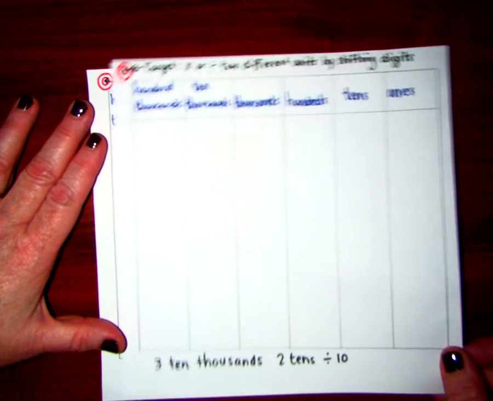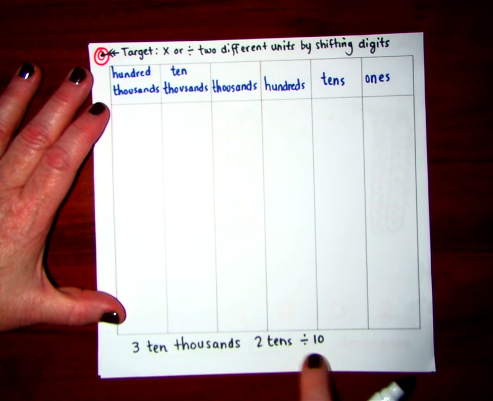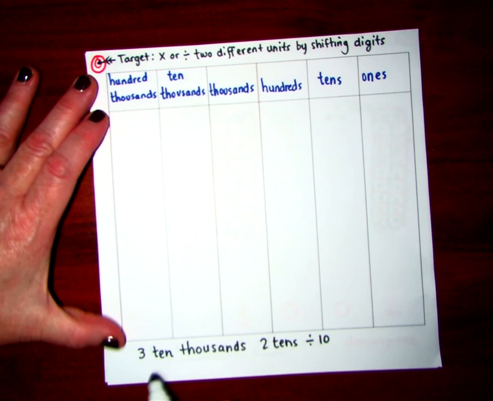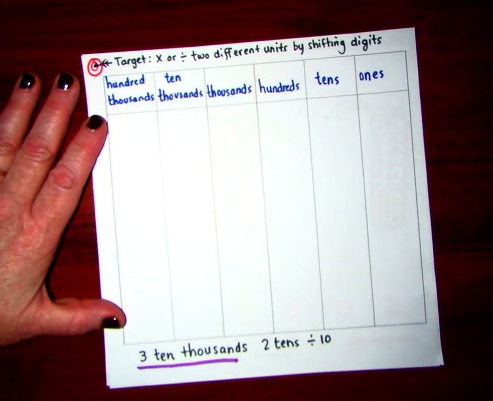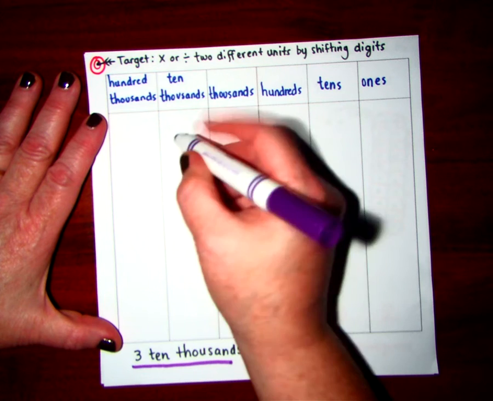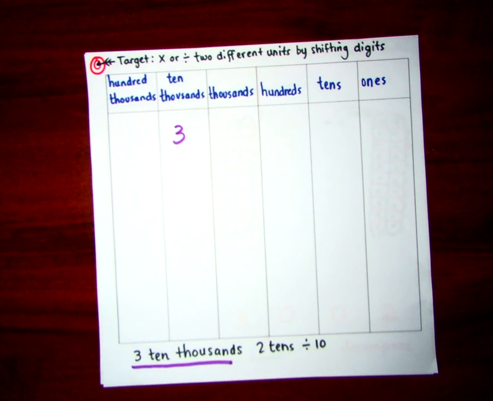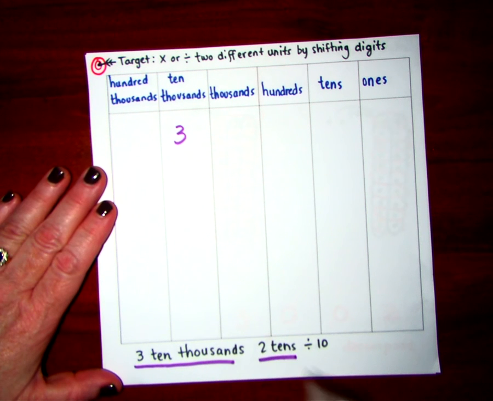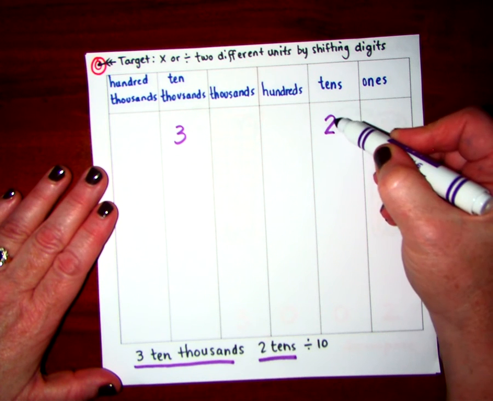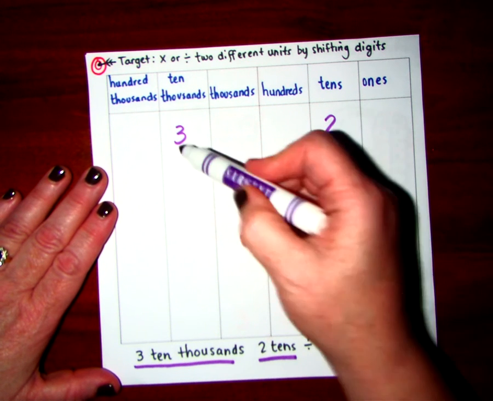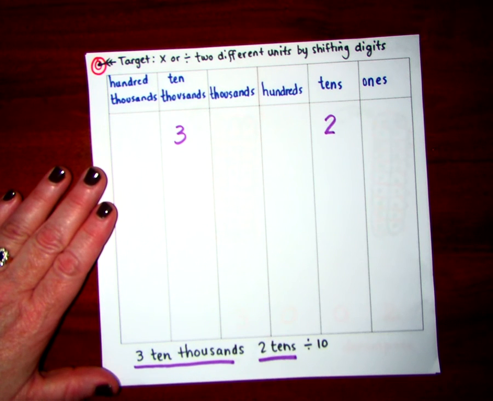And I'm going to use the same problem that I did in the last lesson, and that is 3 10,000s, 2 tens, divided by 10. And again, we're just going to focus on the 3 10,000s first. But this time we're going to use a digit. And I'm going to use 3 to show that I have 3 10,000s. And then, of course, I'll focus on the 2 tens, and I'm going to put the digit 2 here, but I know that 2 tens has the value of 20, just as the 3 10,000s has the value of 30,000.